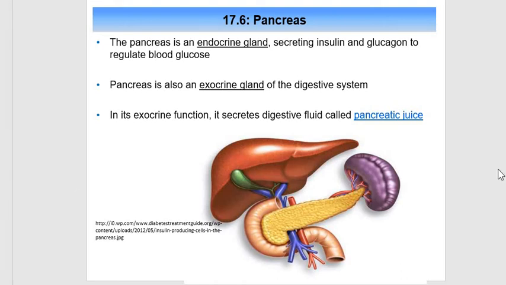Hey everybody, picking up here with chapter 17, digestive system, slide 45. I believe that's where I left off last time.